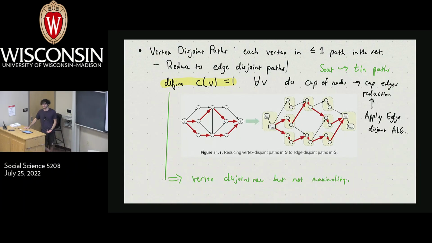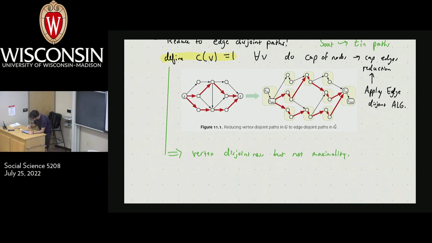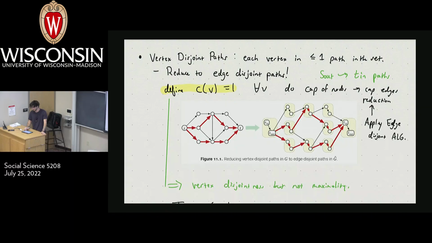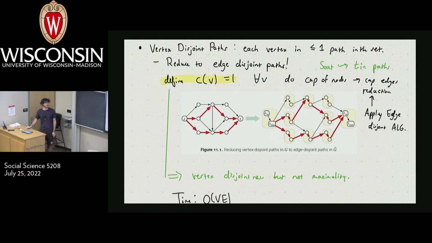So the running time of this algorithm: all we did was take the original graph, define capacity constraints in O of V time, and then do the capacity of nodes reduction, which we know takes O of V plus E. And then from there, we do the original edge disjoint algorithm, which takes an additional O of V times E. So overall, the time is O of V times E. You can also do this for the undirected version too, using the other reduction we did. So you can stack reductions together. There's nothing stopping you from doing that.